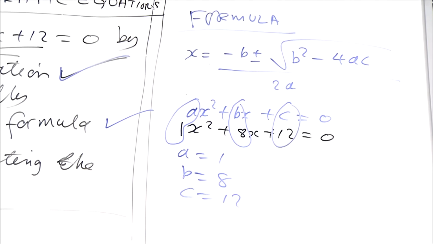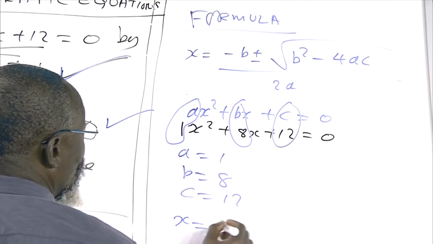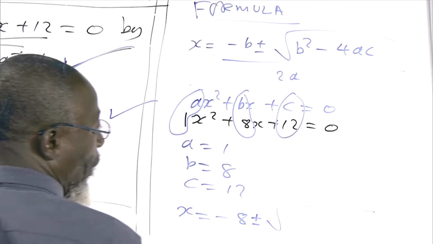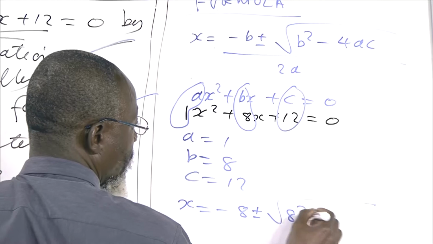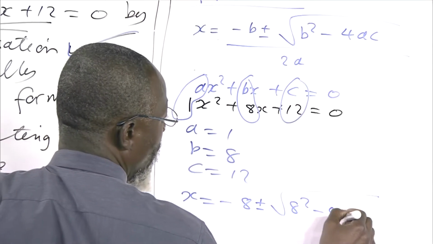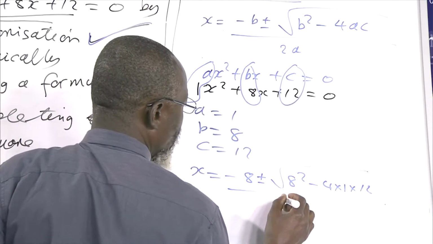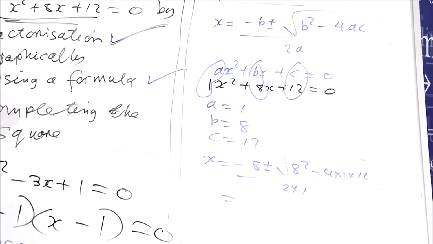Okay, I can now substitute into the equation. So x is now equal to minus b, 8, plus or minus square root of b squared, 8 squared, minus 4, multiplied by a, 1, multiplied by c, 12, all over 2 times 1.